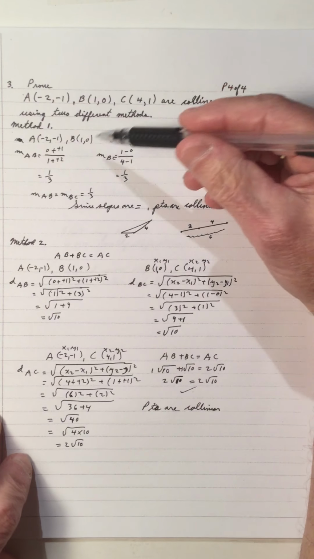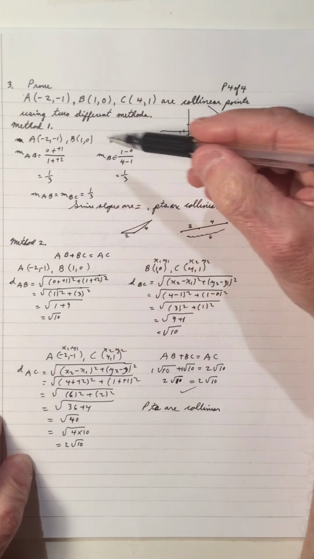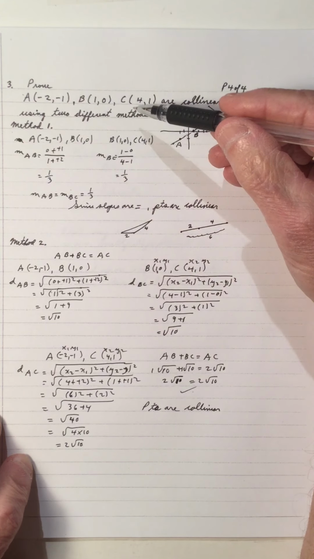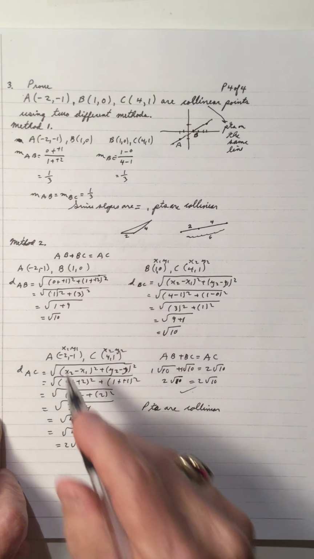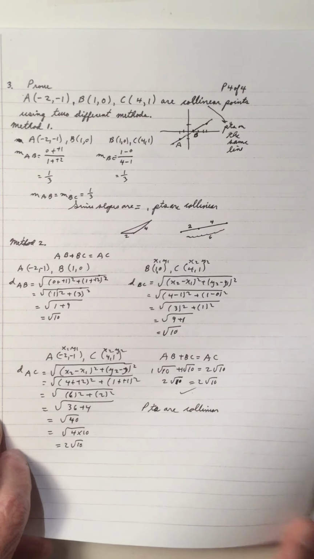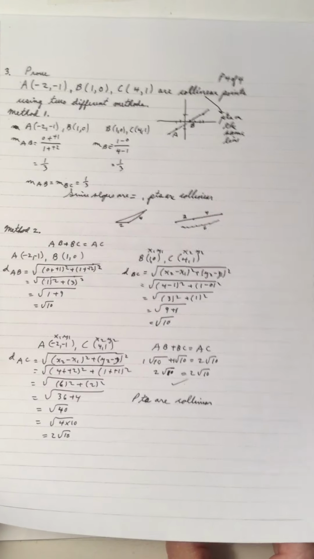So again, you could have done it with slope, but you have to use one of the points twice. So the two slopes are equal, so the points are collinear. Or you could use the sum of the distances. Your choice. I thought I might mention the two of them here.